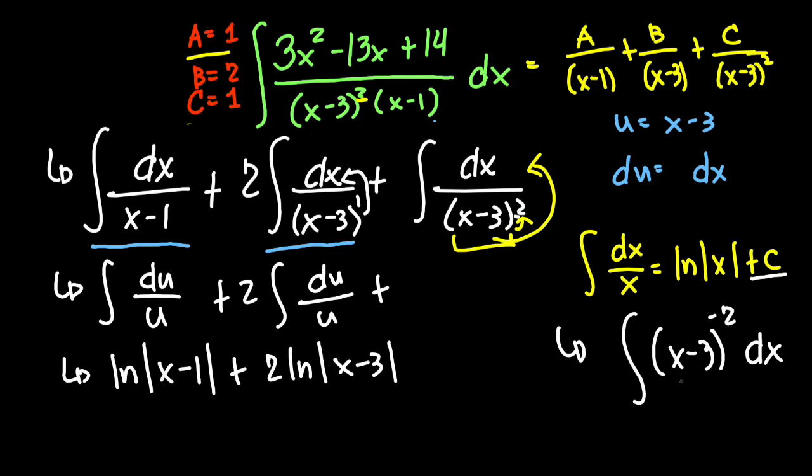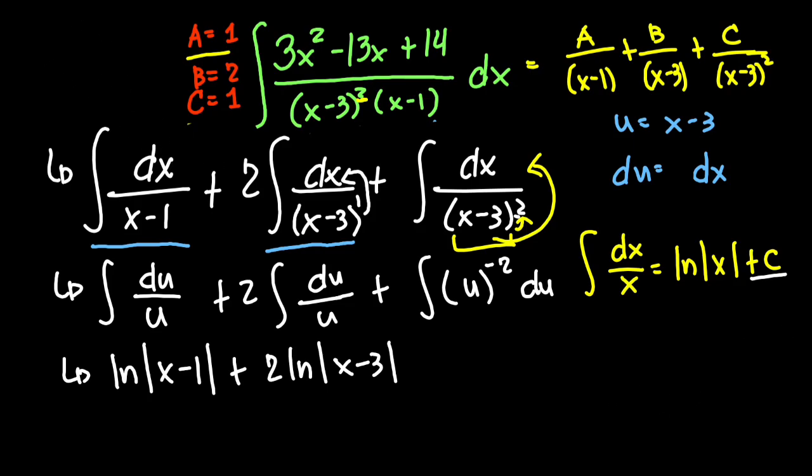Now that you have that, you can now use u substitution in here once again. So you can actually see that x minus 3 is equal to u here. And so take the derivative, this would be du over dx. So rewriting that again, this would be u raised to the power of negative 2 of du.